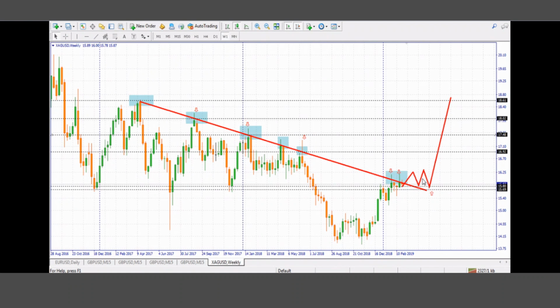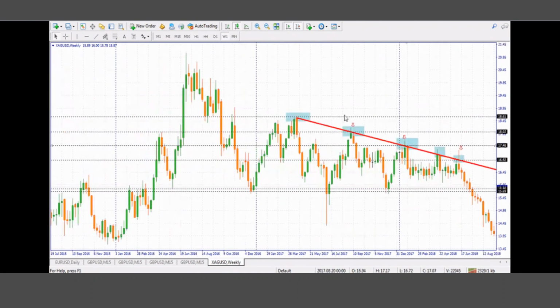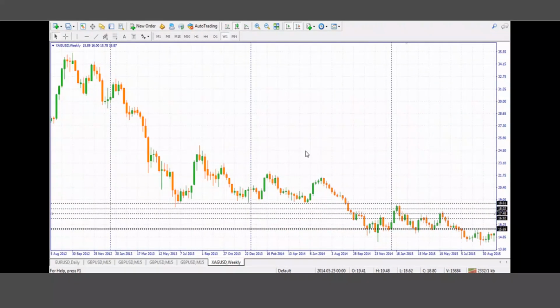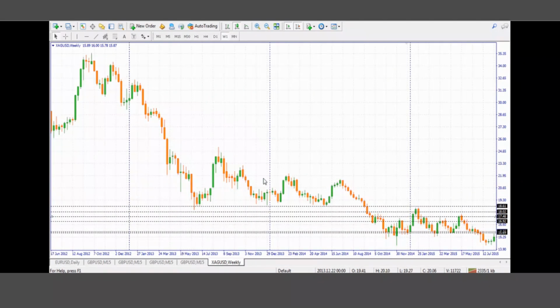I've not looked at a real example because I've not been able to go through the entire chart to find that good one, but if I find it, rest assured it's going to be in the description with a link below. So thank you very much.